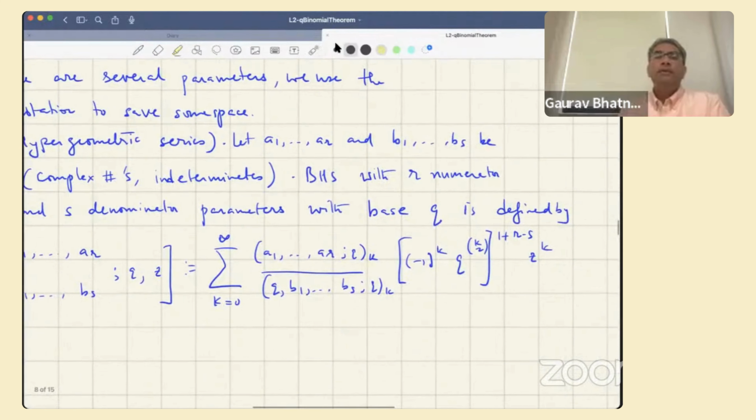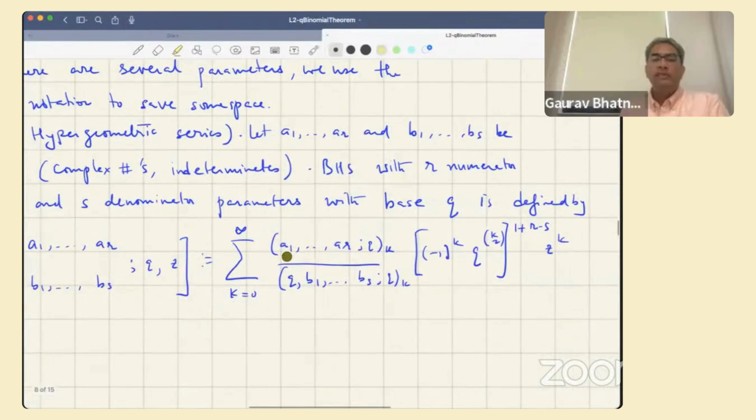Now, so this is the product of q rising factorials. Notice an extra q here. So there are s denominator parameters and q here. This term, when r plus 1 is equal to s, when s is equal to r plus 1, this becomes 0. So this whole term disappears. This is a power series. So this is called the argument.